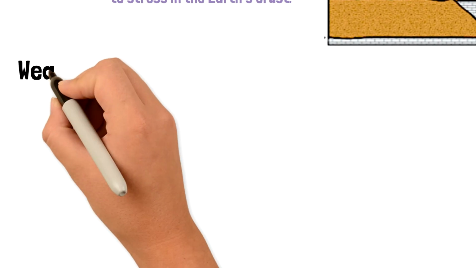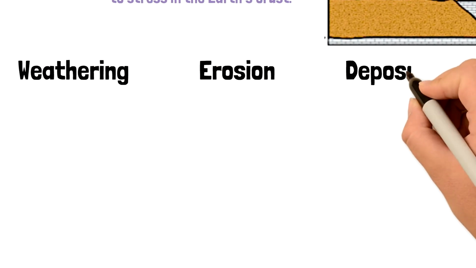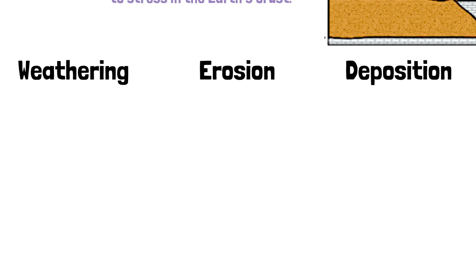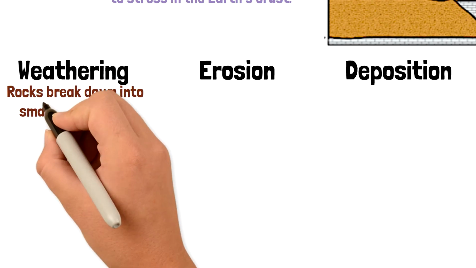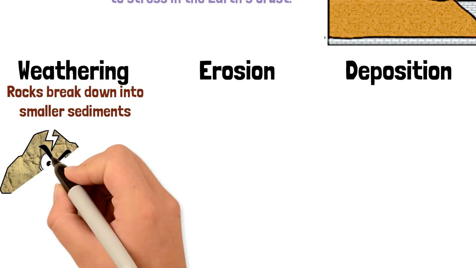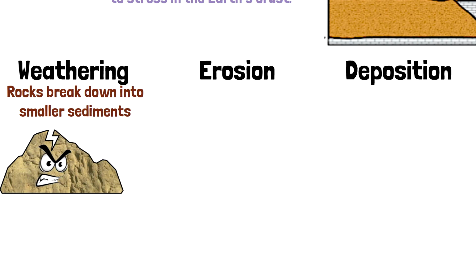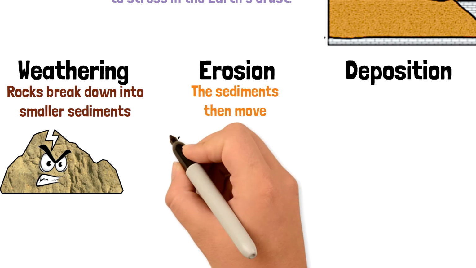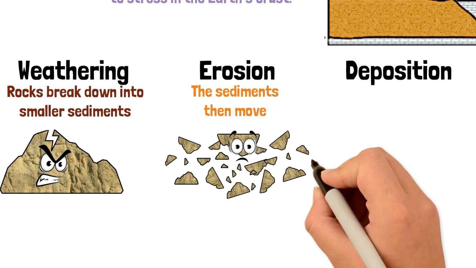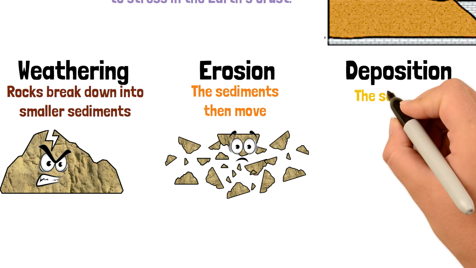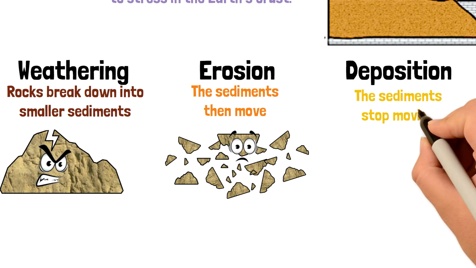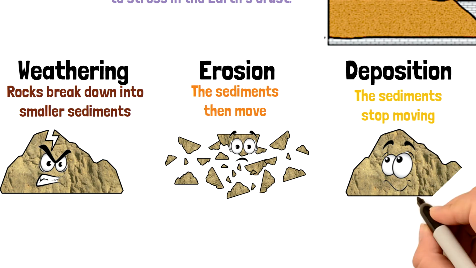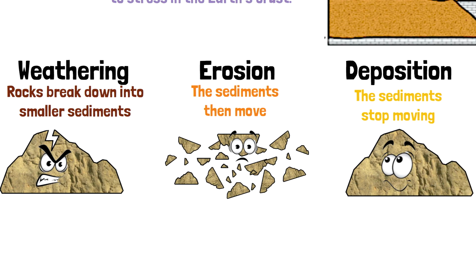Finally, let's examine weathering, erosion, and deposition. Weathering is the process by which nature breaks down rocks into smaller sediments. These sediments can then be transported to another location by erosion. Erosion is when nature moves rocks from one place to another. Once this sediment stops moving, it will settle into a new location. Sediment being deposited in a new location is called deposition.